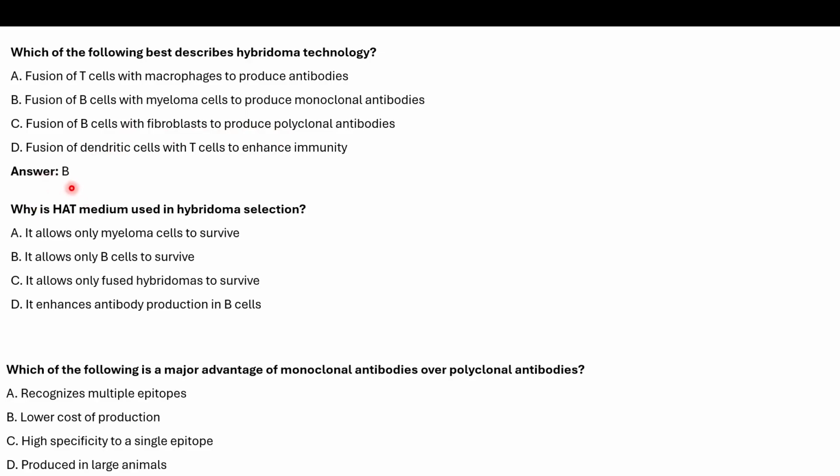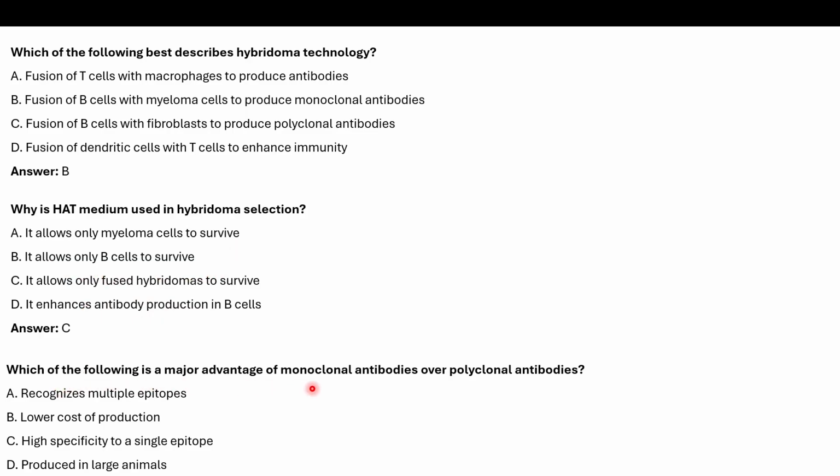Okay. Why is HAT medium used in hybridoma selection? Second question. Because it allows only fused hybridomas to survive. Okay, because it does not allow myeloma cells which do not have the HGPRT enzyme, and it enhances antibody production. No, it allows only B cells to survive.